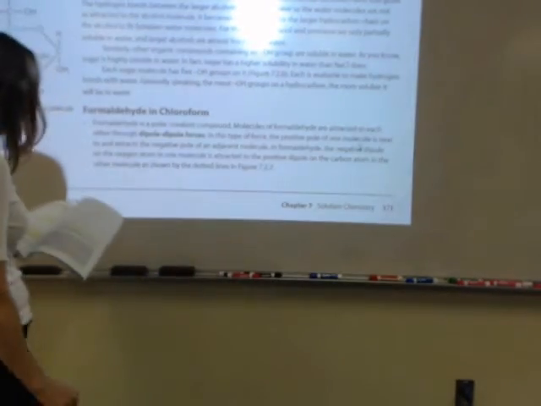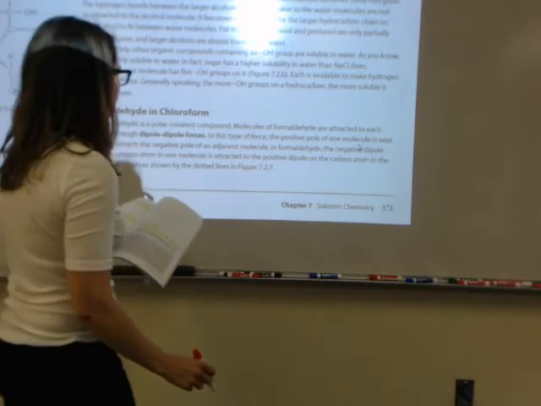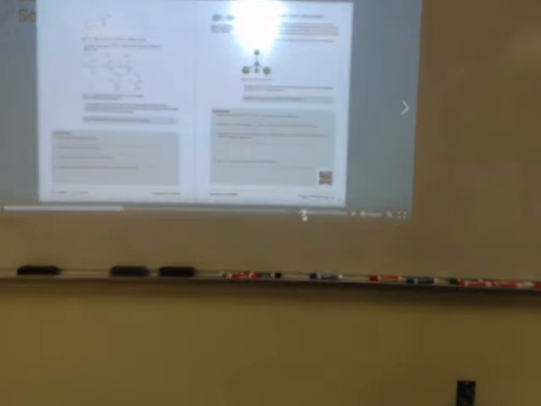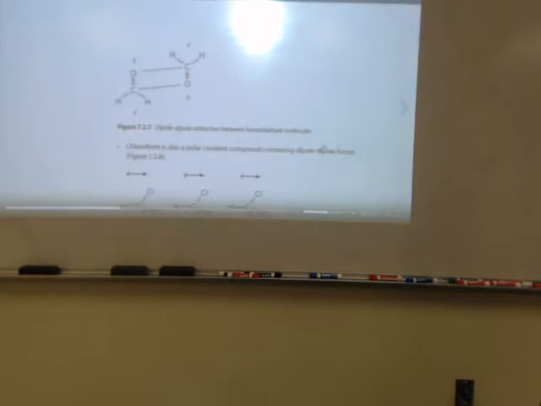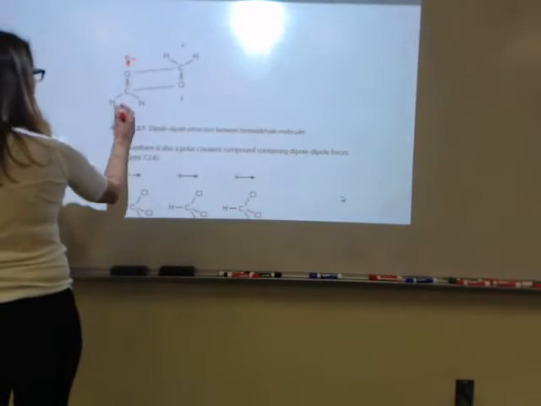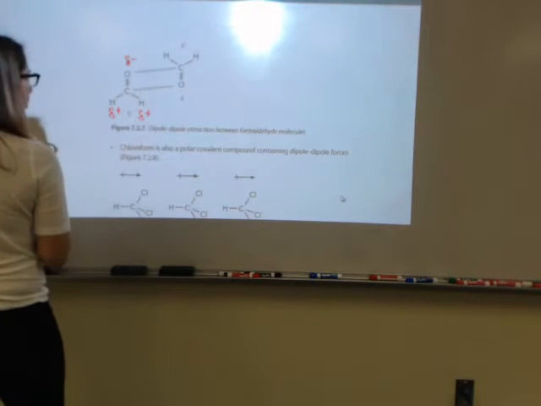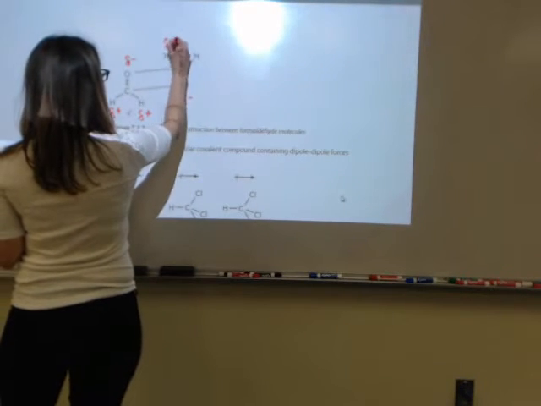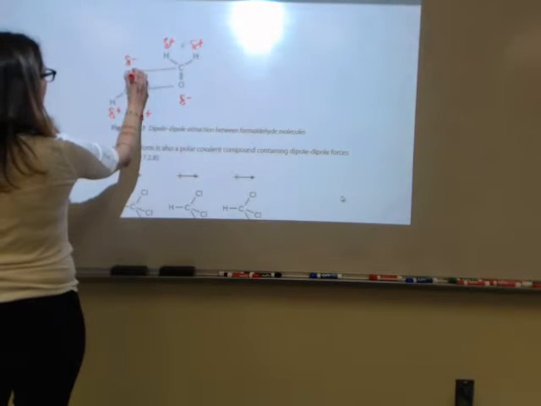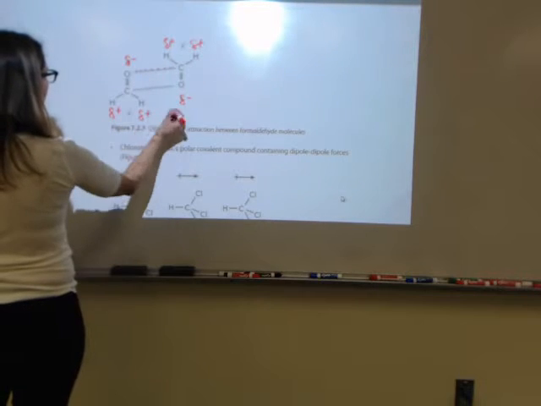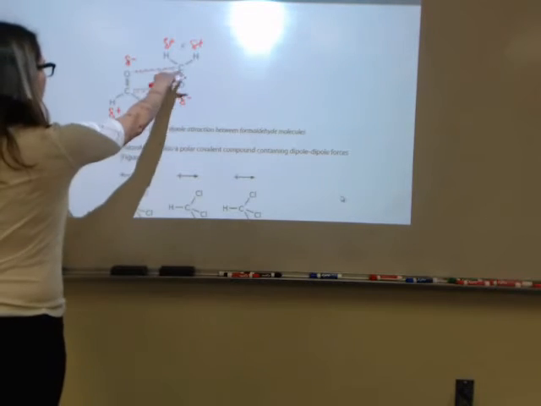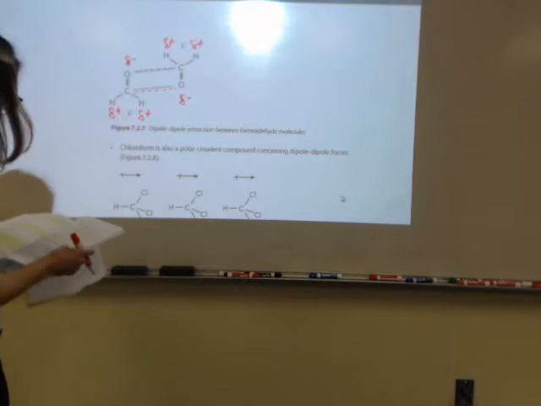Formaldehyde is a polar compound, and they're attracted to each other by dipole forces. If you look at the next page, formaldehyde's formula is CH2O, and you have a partial negative on the oxygen and partial positives on the hydrogen. So that means that they are attracted to each other by the partial negative end of oxygen being attracted to the partial positive end, and the partial positive end of it is attracted to the partial negative end of the other, so they're sort of inverted with each other. You can see that here.